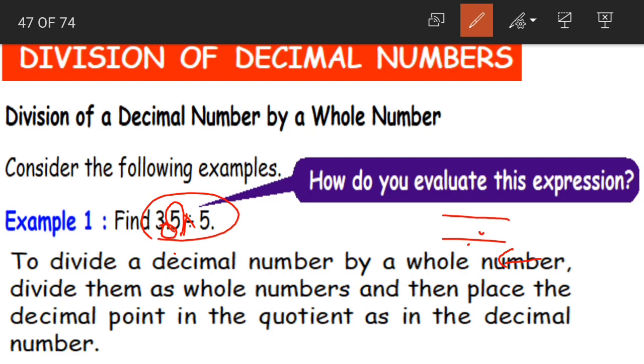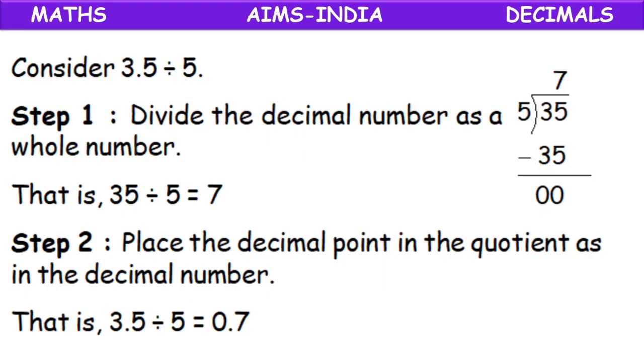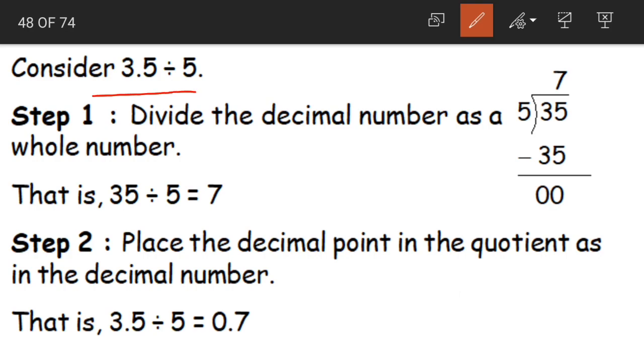In the same way for dividing also, first divide them. 35 divided by 5 without the decimal point. And in the answer, what does the answer mean for division? Here answer means the quotient. So in the quotient we have to place our decimal point. How can we place our decimal point? After counting the decimal places in the given number. Let us look at how to solve it. Consider 3.5 divided by 5.